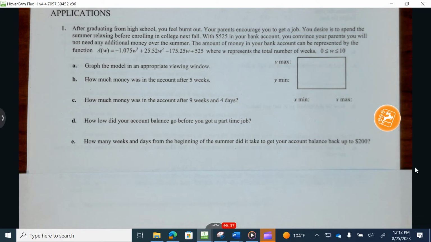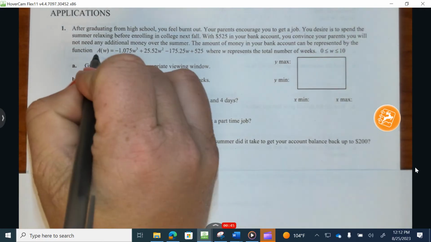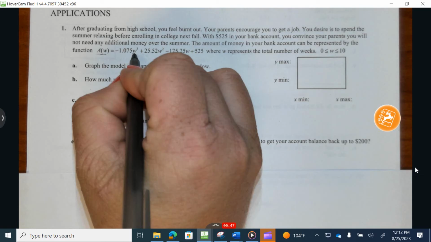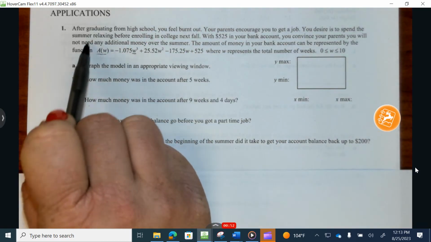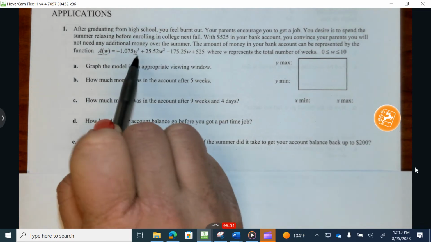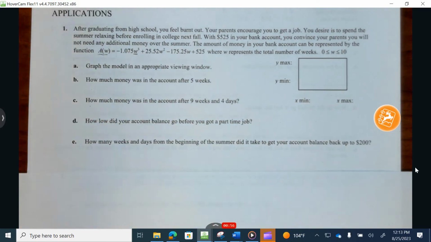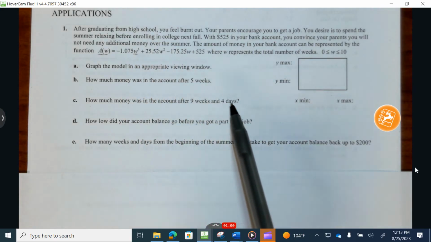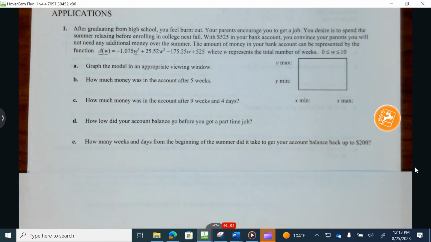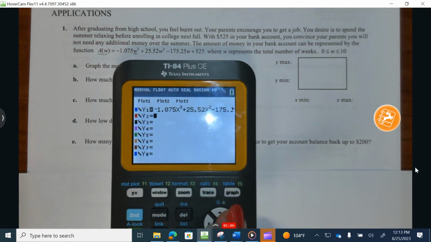The amount of money in your bank account can be represented by the following function, where W represents the total number of weeks. So A of W, this is your dependent, W is your independent. So think of this as like your X and your Y's. How much money you have in your bank account depends on the number of weeks. So we can assume that $525 is going to start to dwindle as you have to pay for things.